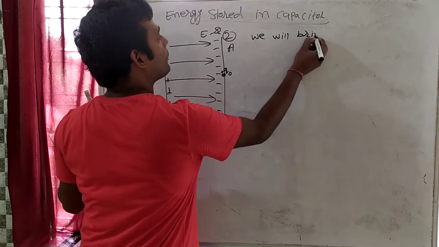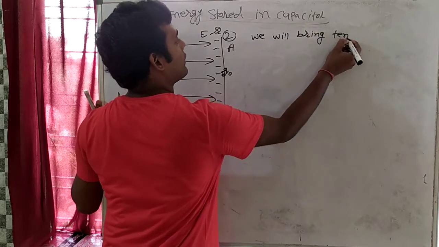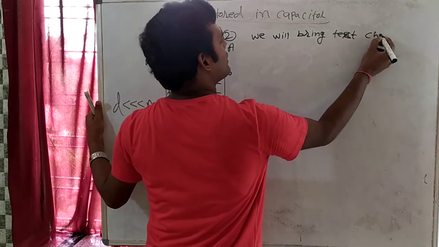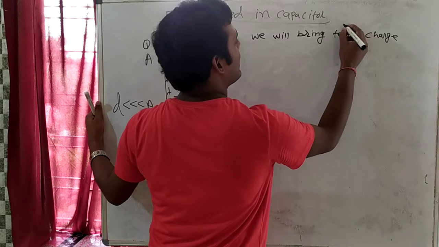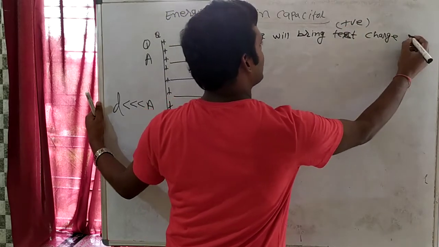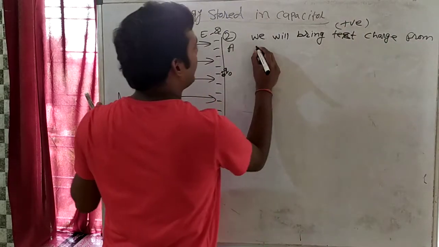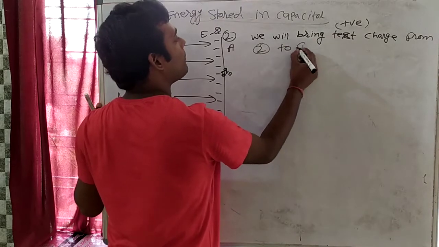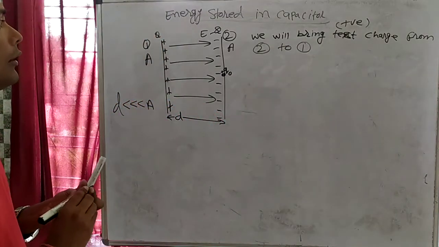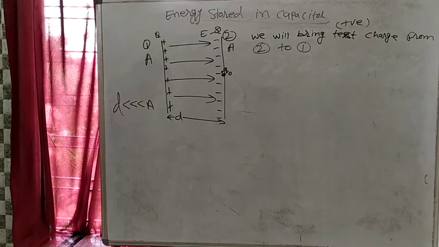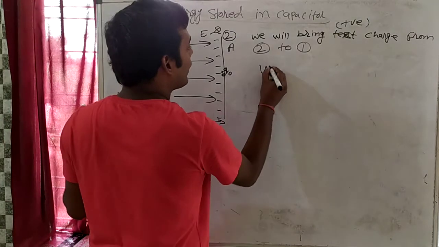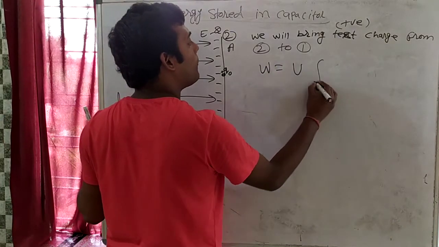We will bring a test charge. Test charge is what? Positive. We will bring the test charge from the second plate to the first plate. So whenever we bring it, we have to do some work, and that work will be stored in the form of potential energy.